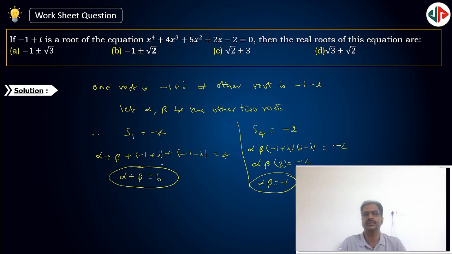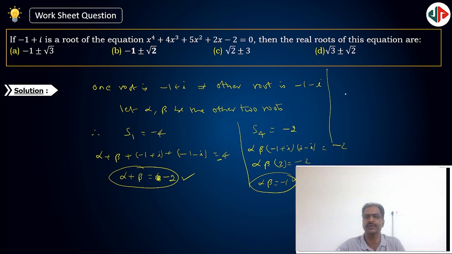Now what is the question? You have to find roots. I think better to verify the options. Sum of roots should be 6 and product should be minus 1. Sum 6, product minus 1. What are the two roots? Sorry, S1 I wrote 4 here, it is minus 4. So alpha plus beta is equal to minus 2. So sum should be minus 2, product should be minus 1.